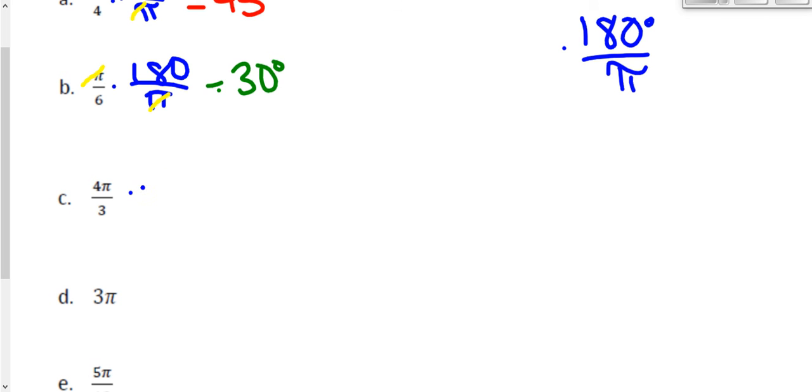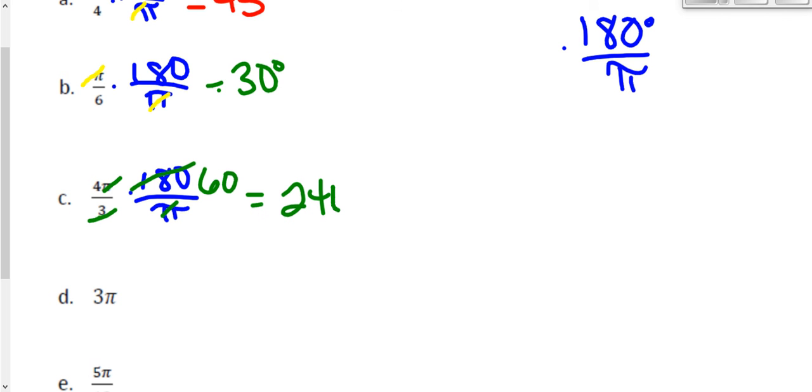Up next, we'll multiply this by 180 over pi. This time, 2 operations have to happen. 180 has to be divided by 3, and I would go ahead and do that first. 180 divided by 3 is 60. The pi's cancel, so all I have to do is 4 times 60, which gives me the measurement 240.